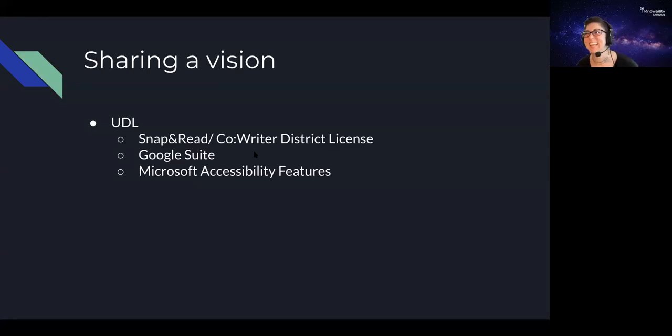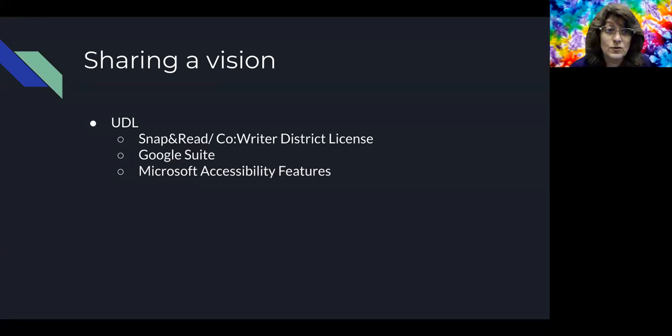Well, first of all, we have to know our stuff, right? We have to know what these tools are going to be able to do for not just SPED students, but for all students, right? And you actually brought this first tool to us. We had heard about it and we had done a few things with it, but then it was like, well, we're thinking about purchasing this for the entire district. And we're just like, okay.